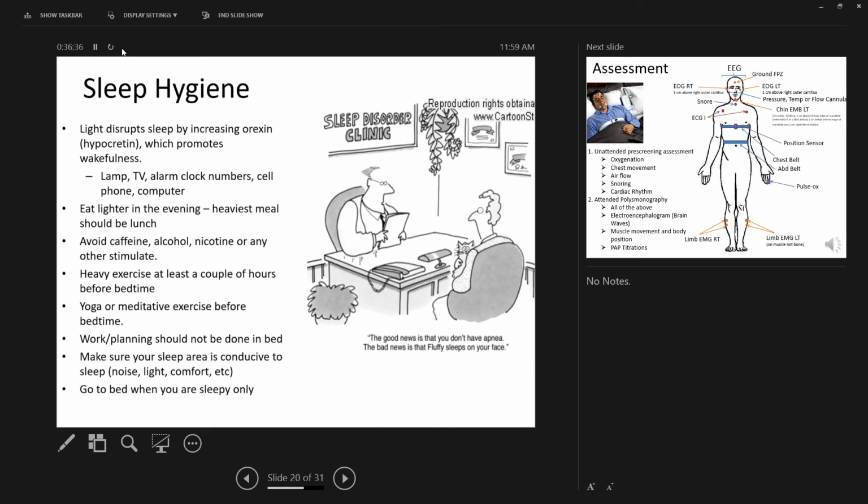Work planning should not be done in bed. Your bedroom should be different from the rest of your work activity. It should be a time or a place where you can actually relax. And make sure your sleep area is conducive to sleep. So make sure you don't have too much noise, too much light, make sure it's comfortable, etc. And go to bed when you're sleepy. You know, don't try to stay up too late because you have to, and don't try to go to bed when you're not sleepy because then you'll think too much about it.